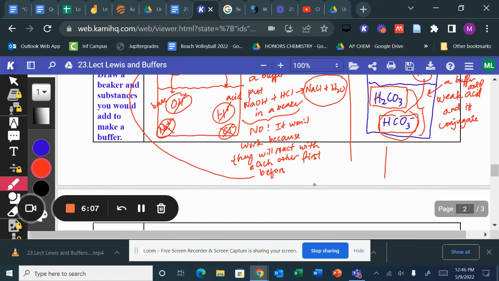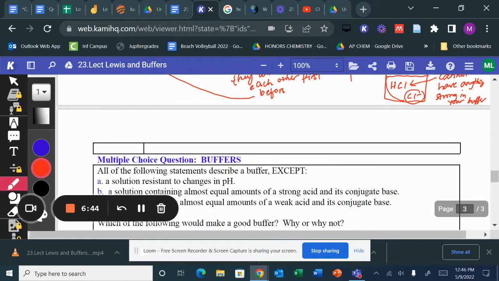Let's see another example. Let's say you put HCl and its conjugate base. Let's say you drop in some OH-. Will HCl neutralize it? It will. What if you drop in some H+? Will this conjugate base react with that H+? No, because it doesn't want it. So you cannot have anything strong, a strong acid or a strong base, in your buffer.